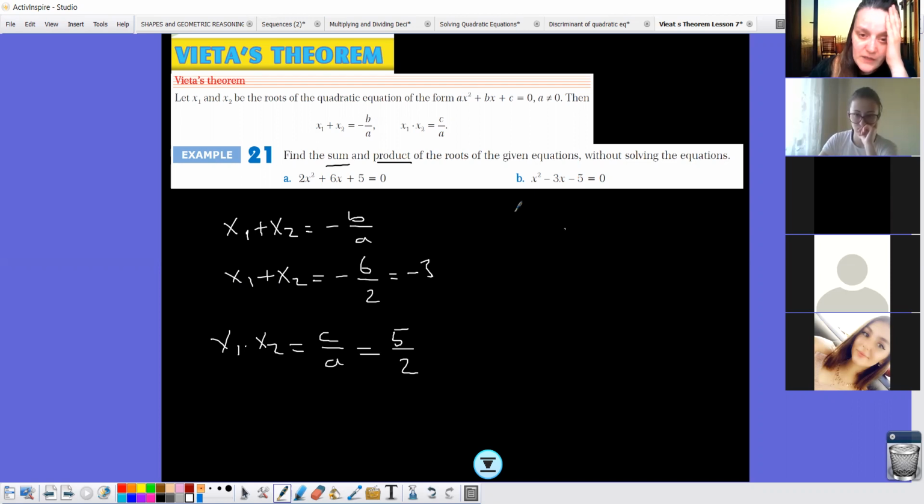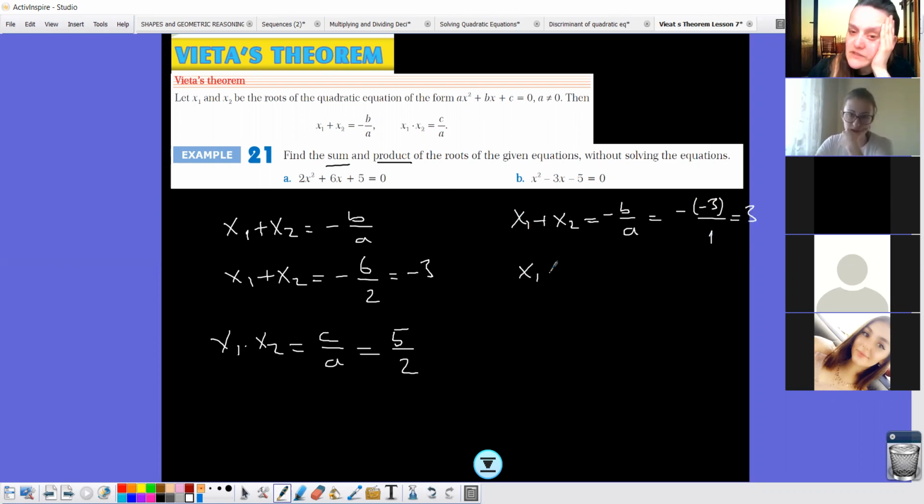What about here in b? What will x1 plus x2 be? It will be minus minus 3 over 1. Yes, the minus is from the formula and you have minus 3 as b, so it will be plus 3. For x1 times x2, it will be c over a: minus 5 over 1, which is minus 5.